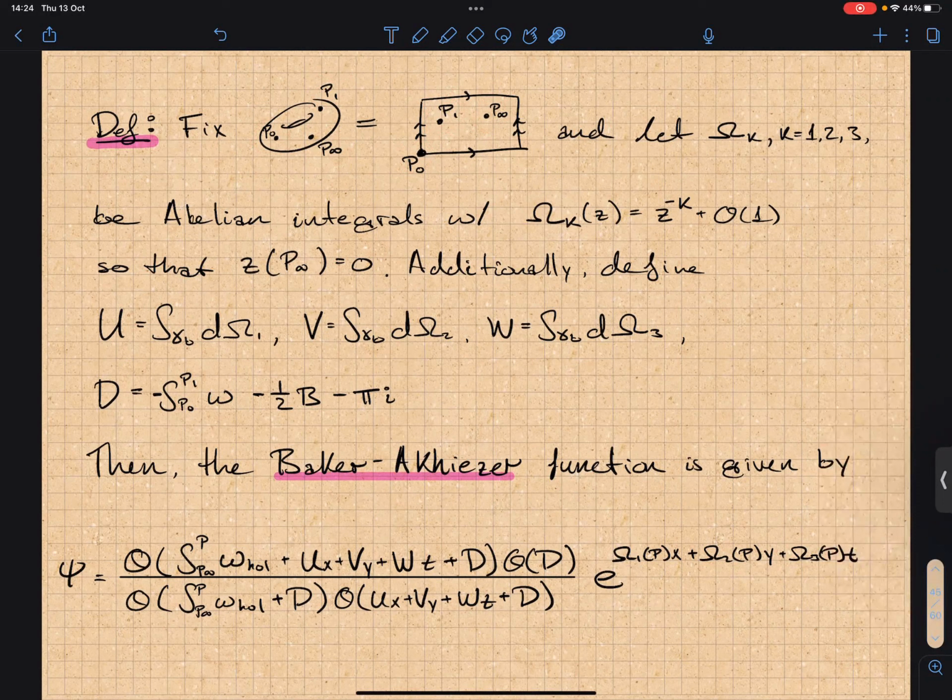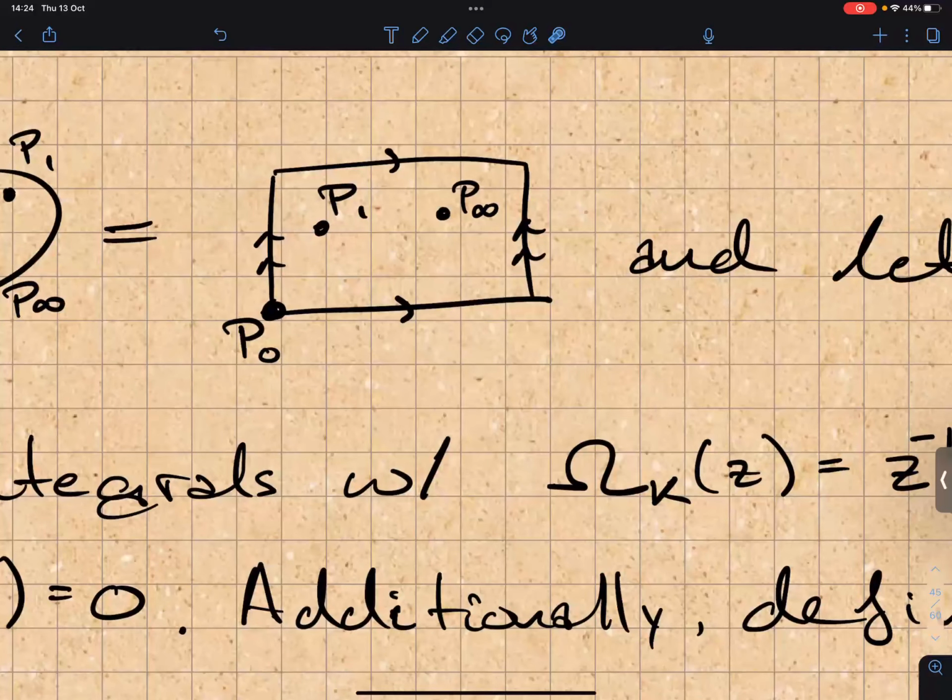And in particular, a lot of times we're going to take integrals of differentials, and the path of integration is going to be from the base point to P infinity. That's one of the reasons why we're introducing the base point, so that the paths are just going to be defined in this fundamental domain, and they're going to be well-defined. Or sometimes we're going to have the integral from P infinity to something else. P infinity will also play a role as a base point.